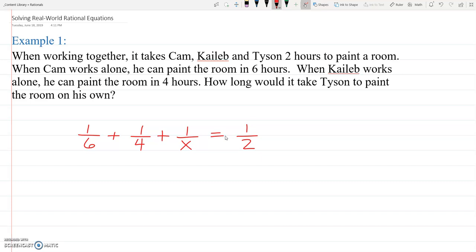Same thing. If they were talking about minutes and Caleb could paint the room in 4 minutes, we just say, how much can he paint in 1 minute? It would be 1/4 of the room. Everybody good? All right. Solving.